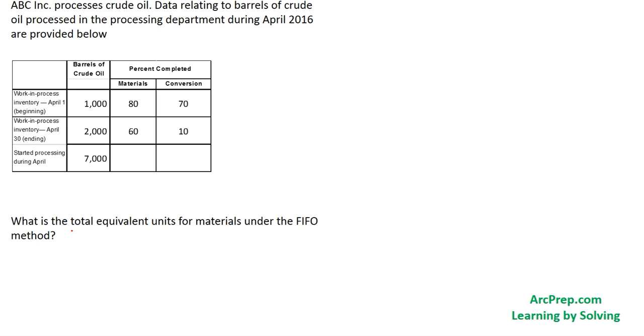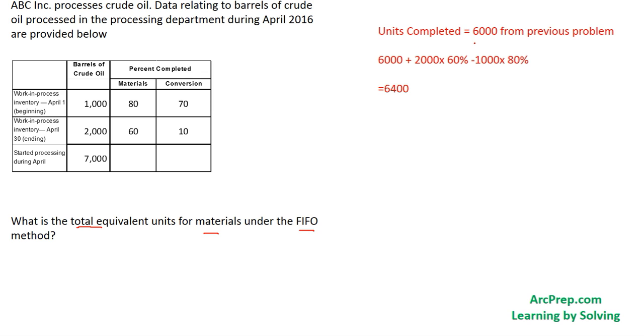We are going to use another method called FIFO, and we are trying to calculate total equivalent units under FIFO as well. The method is different and the calculation of equivalent units is different. So let's start with the materials first. We know that we completed 6,000 units from the previous problem. And we also know that we have finished 60% complete the 2,000 units, which means 1,200 units can be 100% complete. Now, this is pretty much what you have from the weighted average method.